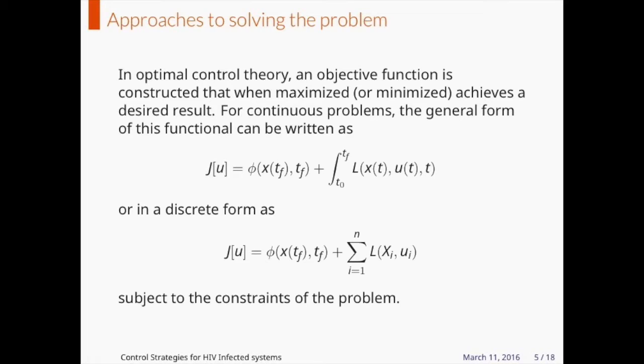Mathematically, the optimization of a treatment strategy can be phrased as maximization or minimization of a functional. In the continuous case, this takes the form of an integral, while the discrete case is a sum. The methods for studying these problems are known as the calculus of variations.